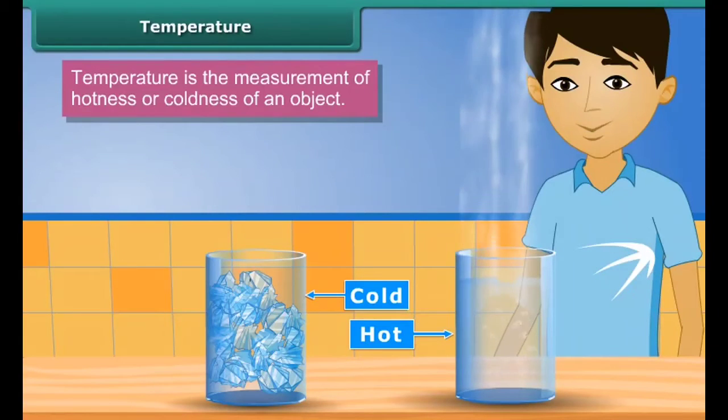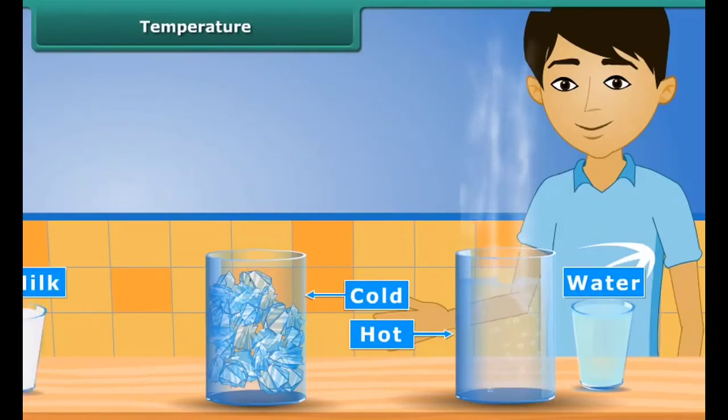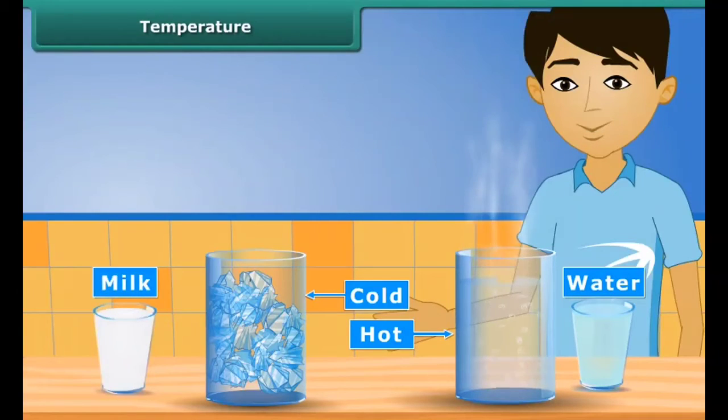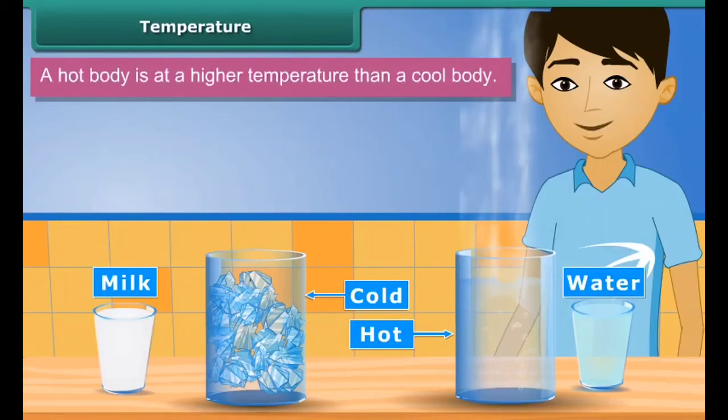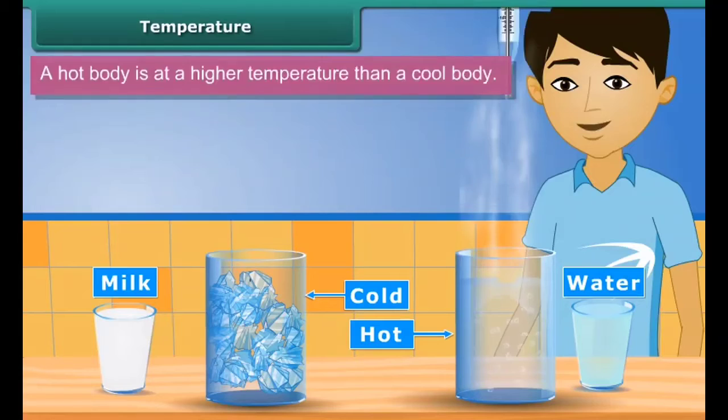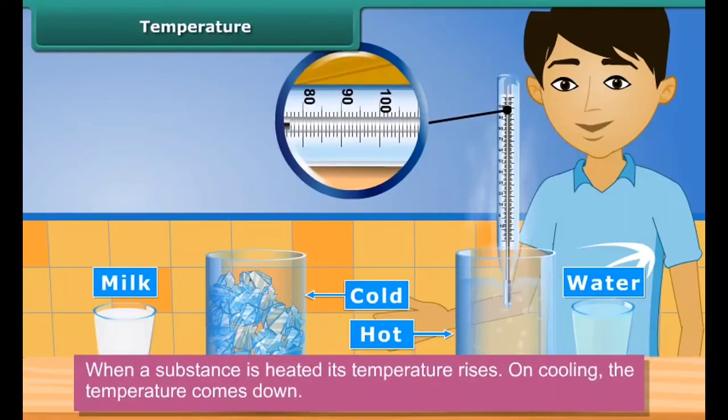Now we will learn the concept of temperature. Temperature is the measurement of hotness or coldness of an object. We say that water from the fridge is cold and milk is hot. How much cold is the water? Is it cooler than ice? How much hot is the milk? Is it hotter than boiling water? Obviously, for this we need a measure to know about coldness and hotness of a body.